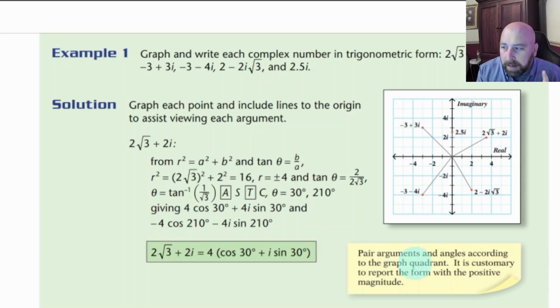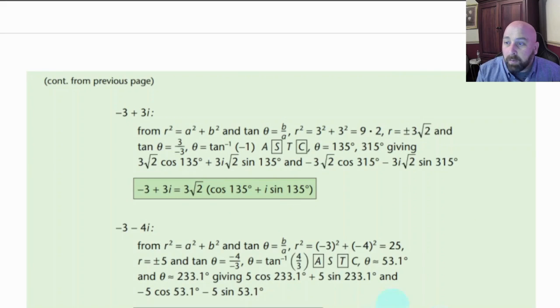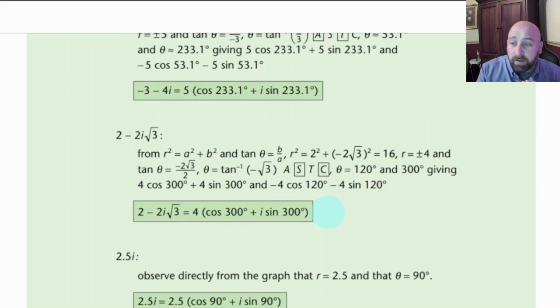But look, it says pair arguments and angles according to the graph quadrants, it is customary to report the form with the positive magnitude. So you only need to do the positive, and that's where it goes back to r is always positive, so that's just going to kick out the positive there. So just write your answers using the positive r, and that will work out for you. See here, they do it with the -3 plus 3i. I'm not going to go through all that. You can look at it if you want to.